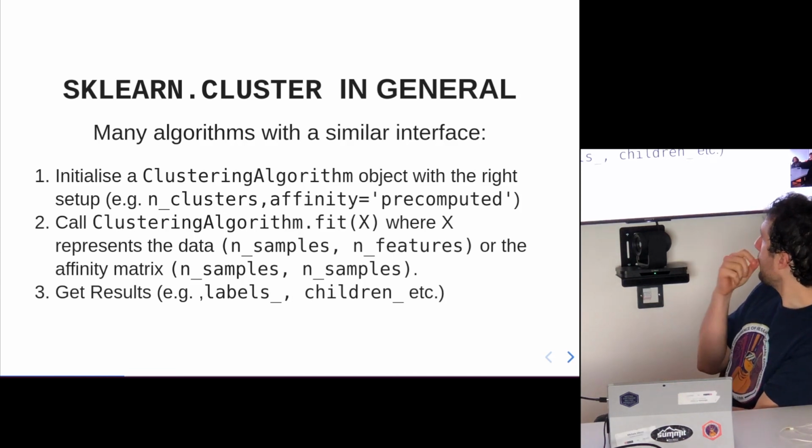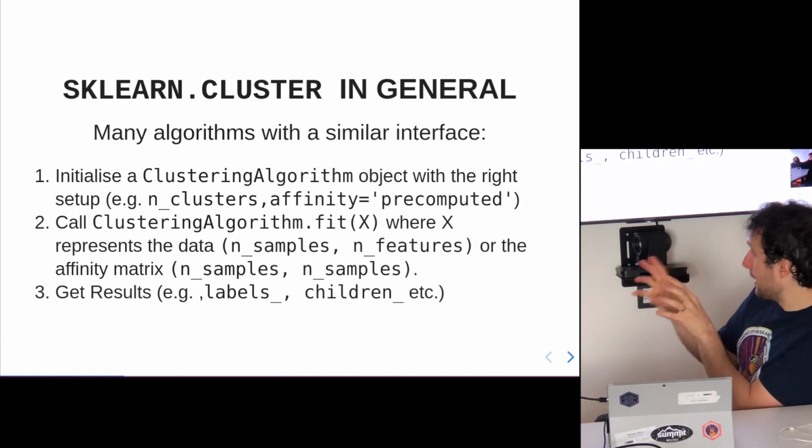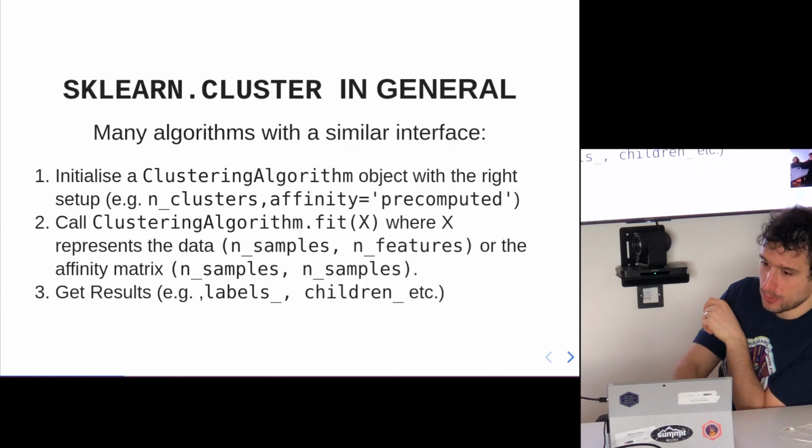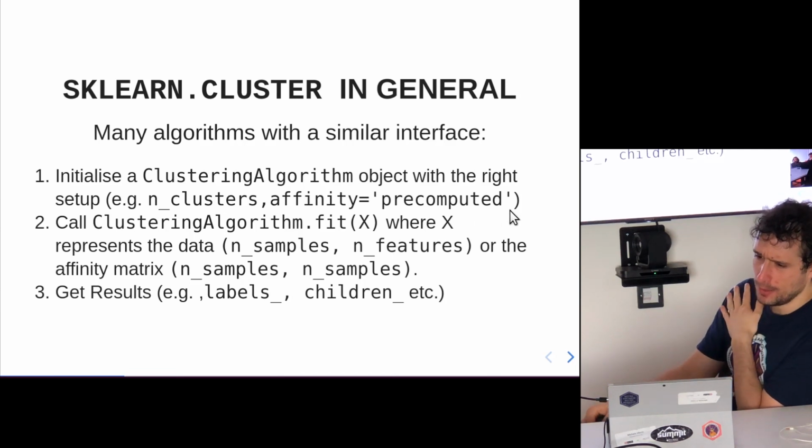You usually specify this with the parameter affinity precomputed, which means that I'm not going to pass the algorithm my raw data, but I'm going to pass an affinity matrix.